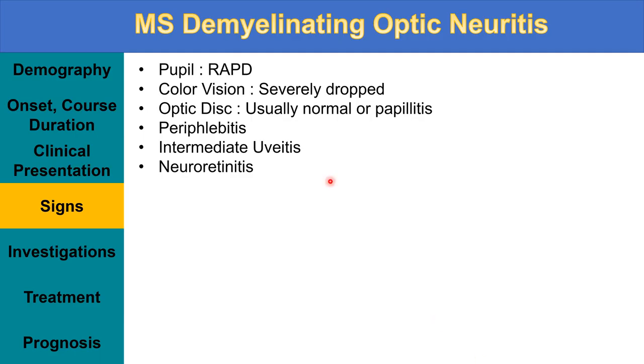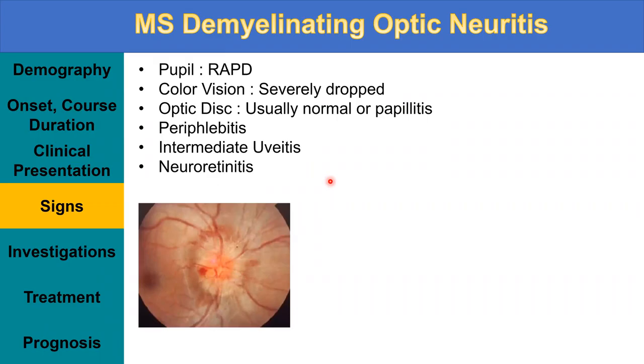The optic disc can be normal or it can show papillitis. There will be swelling of the optic disc. They can show disc hemorrhage, they can show splinter hemorrhage, and there will be obliteration of the cup and obscuration of the margin. So all these can be present as papillitis. However, it more commonly presents as normal.